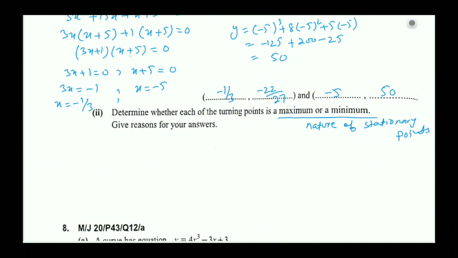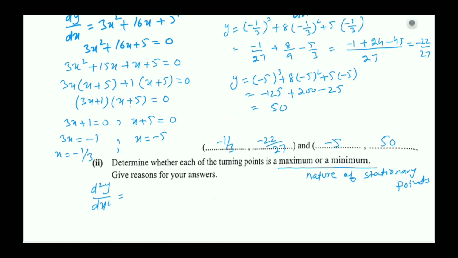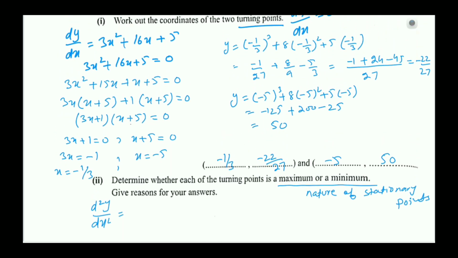To tell the nature of the stationary points or turning points, or to tell the maximum or minimum nature, you have to find the second derivative. So the second derivative is d squared y over dx squared, and how to find it? The same rules we have to use. You will take the first differentiation. The first derivative is 3x squared plus 16x plus 5. You have to differentiate it again. If you differentiate it again, 6x plus 16 will be the second derivative.